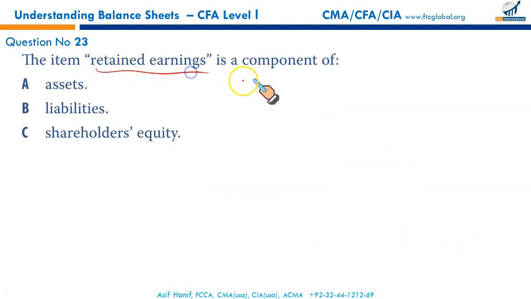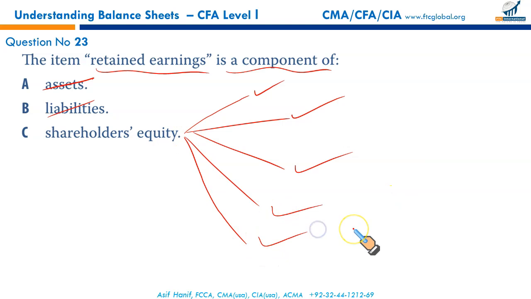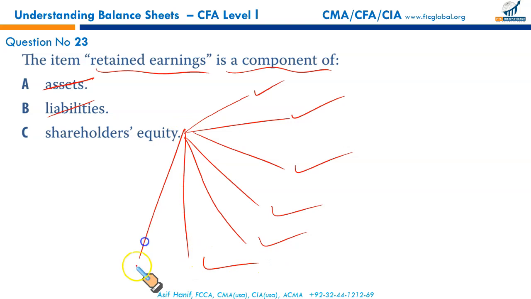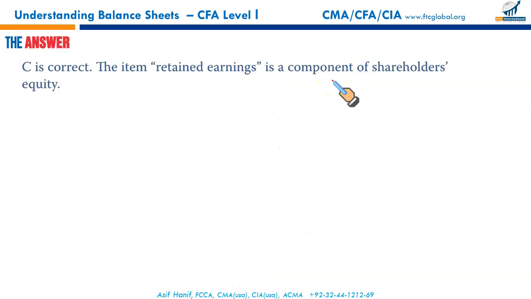The item retained earnings is a component of what? Retained earnings is not an asset. It's not a liability. Retained earnings is a part of stockholders' equity, or shareholders' equity. Retained earnings, accumulated other comprehensive income, common stock, additional contributed capital, any additional general reserve created, any debenture redemption reserve or dividend equalization reserve, any subcomponents of equity, they are reported in the balance sheet. So retained earnings is one of those components. So this is clearly C.